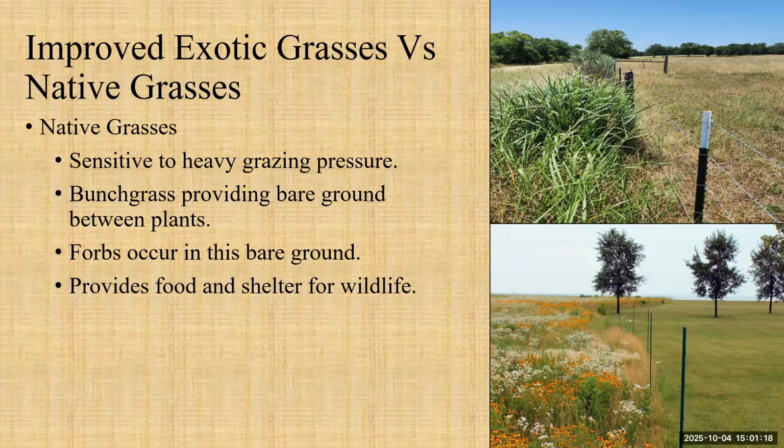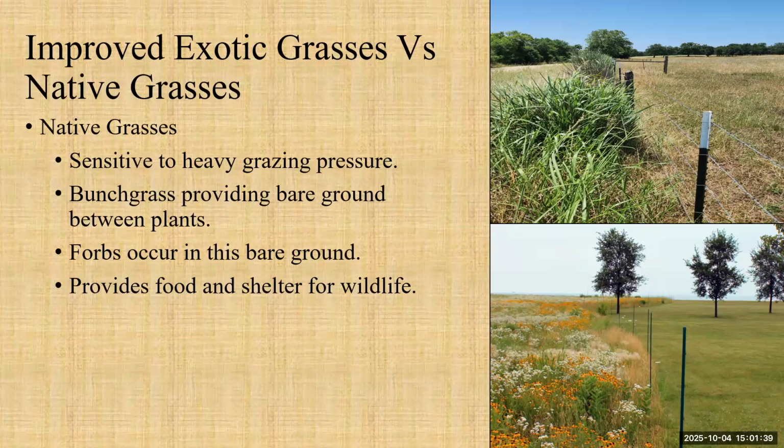When livestock graze, think about having ice cream and cottage cheese. They're going to eat all the ice cream before the cottage cheese. When they eat all the ice cream, it goes away, and then they move on to the cottage cheese. That's why they call them increasers versus decreasers.